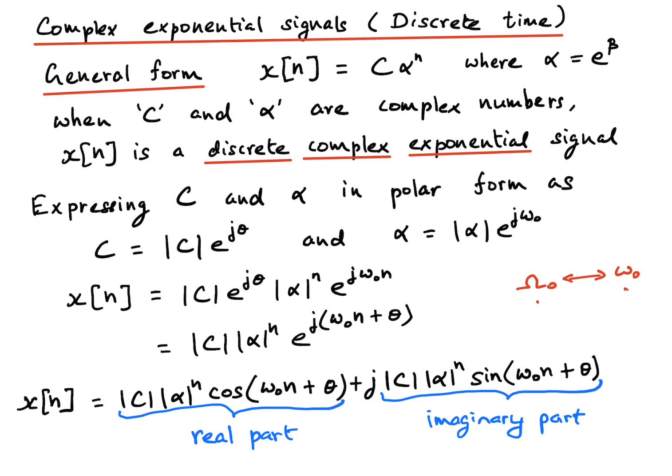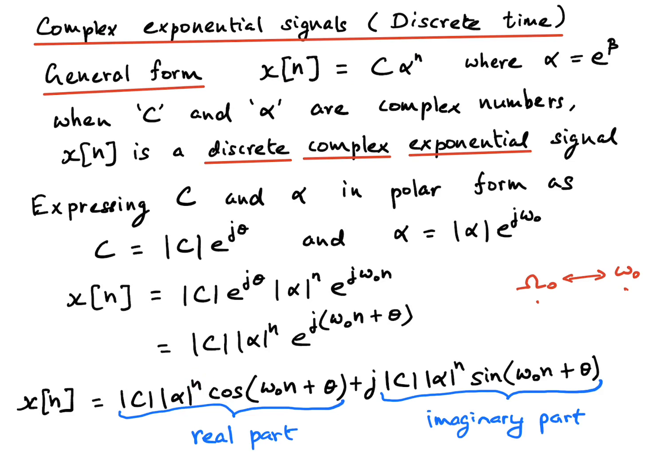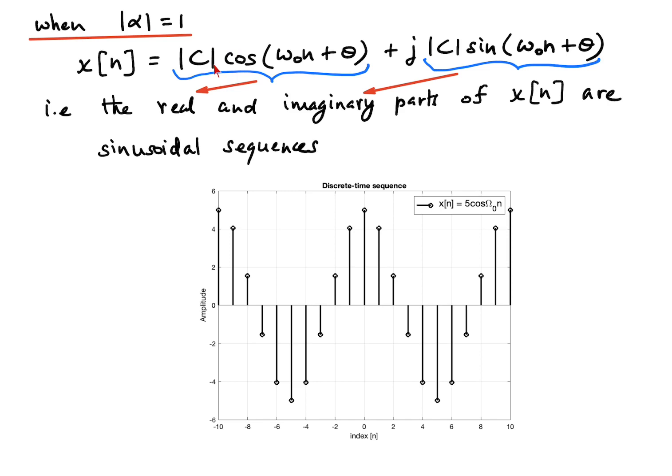So the first case that we are going to look at is when alpha is equal to 1, okay. So when the magnitude of alpha is equal to 1, we get alpha power n, so 1 power n, and 1 power any number is 1. So that alpha term will disappear. So what we get is a cosine sequence and a sine sequence multiplied by a number which is magnitude c. The magnitude of any parameter or any number is just the number, right? So basically, we get the real and imaginary parts of this complex sequence as sinusoidal sequences. So the real part is going to be a cosine sequence, and the imaginary part is going to be a sine sequence.